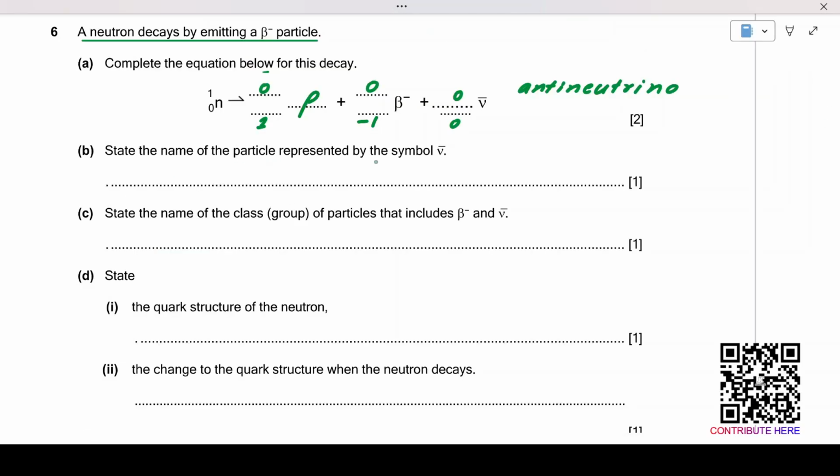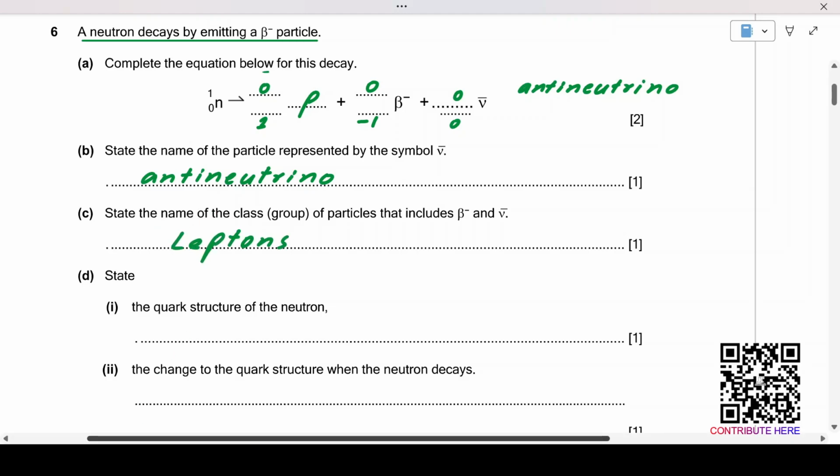State the name of the particle represented by the symbol. The follow-up question was this one: anti-neutrino. State the name of the class of particles to which beta negative and anti-neutrino belong. They're not made up of any quarks, so these are known as leptons. Protons and neutrons are made up of quarks.